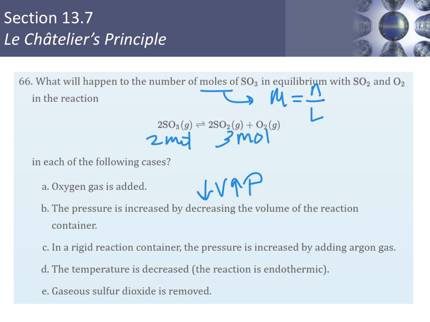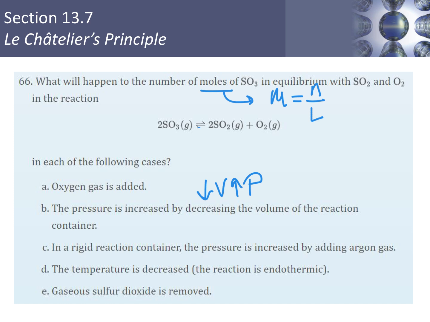Next, let's decrease the volume to increase the pressure. The system can decrease pressure by producing fewer moles of gas. So if the reaction shifts to the left, 3 moles of gas become 2 moles of gas, and then the pressure decreases. So the moles of SO3 in this case would increase as well. In the next one, the pressure is increased by adding argon gas. Argon is a noble gas and is considered inert or non-reactive. So there would be no shift and no change in the moles of SO3.